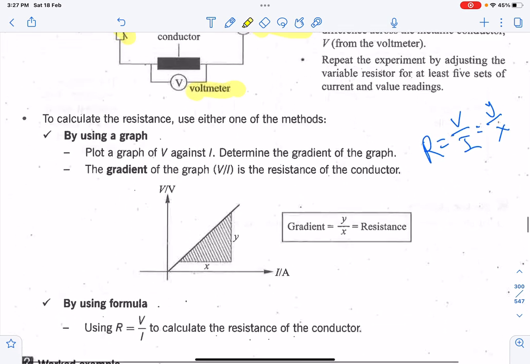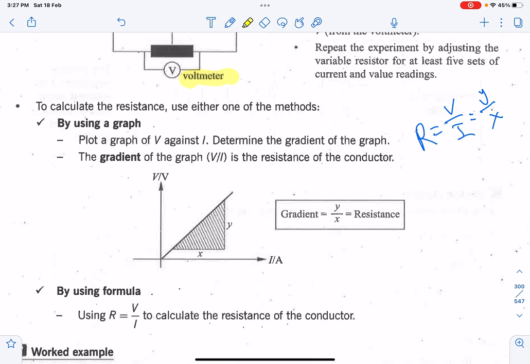And what will happen next is, we actually do a plot. The gradient would represent the resistance, assuming that this resistor is consistent throughout. Of course, by changing the amount of flow, we will be able to calculate the resistance by plotting a graph of voltage against current, where the gradient of the graph represents the resistance of the conductor. Okay.